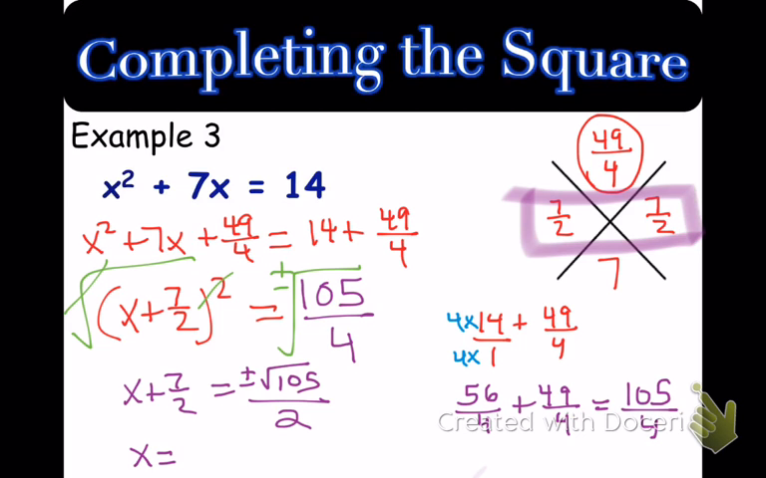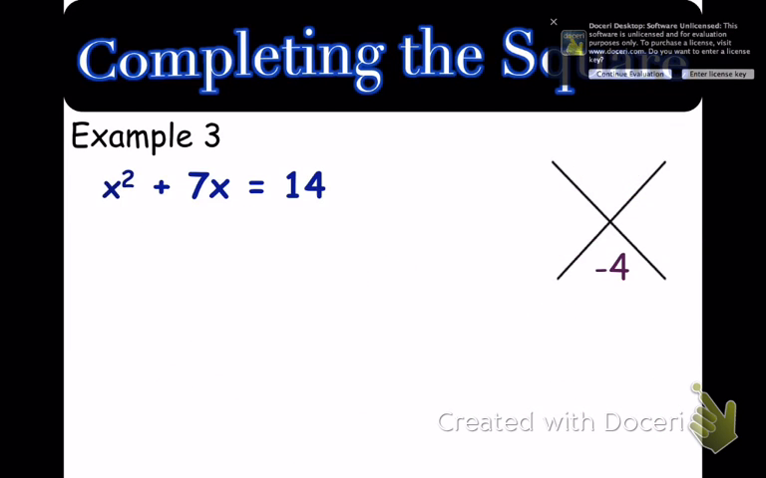I'm going to move the 7 to the other side. I'm just going to make it negative. Plus or minus square root of 105 over 2. That's my final answer. Go ahead and try the next two problems on your own and see what you get. Pause the video. Come back to it when you're ready to see the answers.